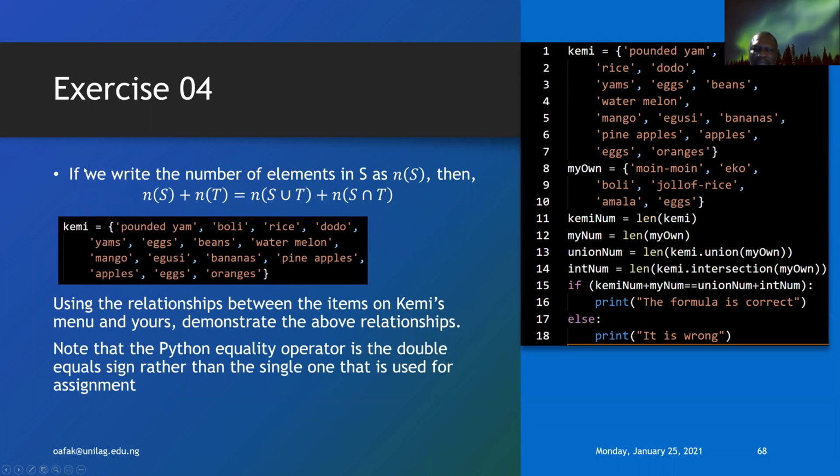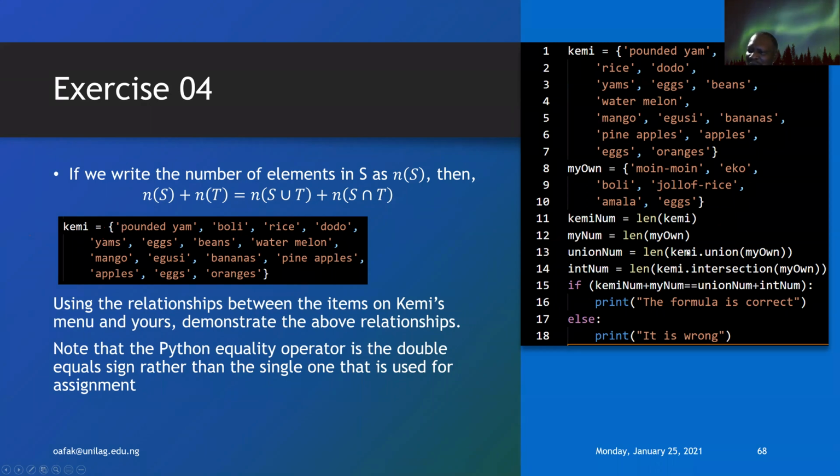And then exercise 4: if we write the number of elements in a set as n(S), then n(S) plus n(T) is equal to n(S union T) plus n(S intersection T). We are using this code to test this formula. So we have Kemi here, which is maybe S. We have my own, which is T. And then we are going to do the union of the two of them.